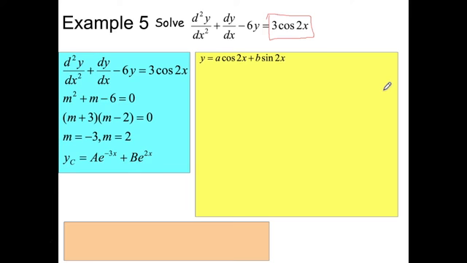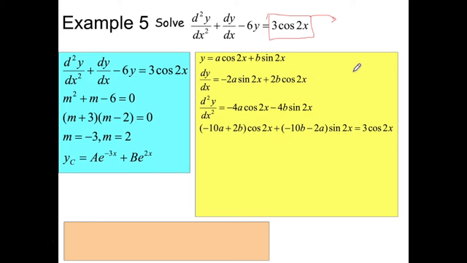And then since this is a cosine function, our particular integral will be a cos 2x plus b sine 2x, since we have cos 2x here. Then we differentiate it 2 times and substitute in the original equation. And we get that equation. Then we equate the coefficients. The coefficient of cos 2x should be the coefficient of cos 2x here, which is that. And the coefficient of sine 2x should be the same as the coefficient of sine 2x, which is 0 on that side.